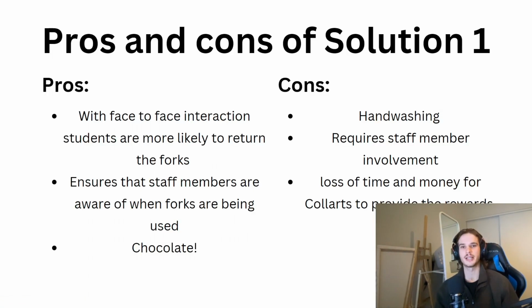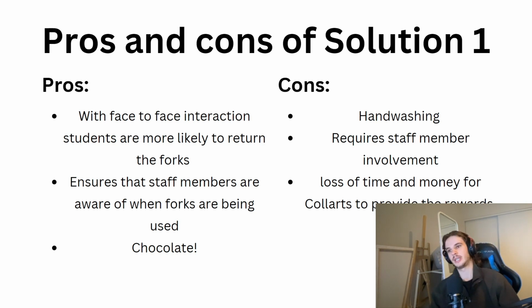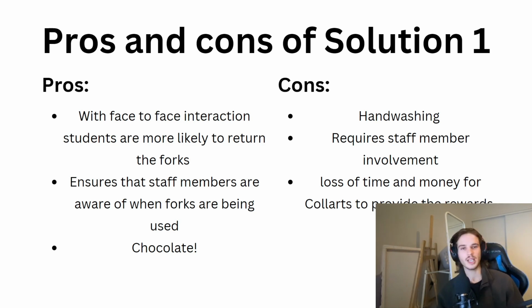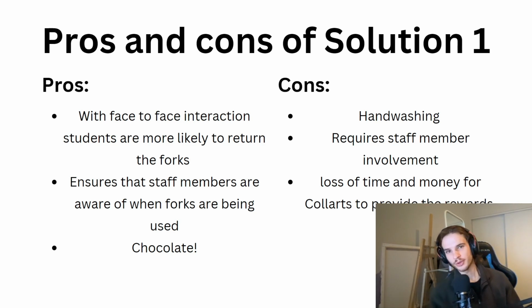So some pros and cons of using this method. Some pros would be that with face-to-face interaction, students are a lot more likely to return forks, as they'll feel the sense of guilt and they'll know that the staff member knows who's not returning the forks. And that leads on to the next point, ensures that staff members are aware of when forks are being used. And our third and most important pro, chocolate. Who doesn't love chocolate?